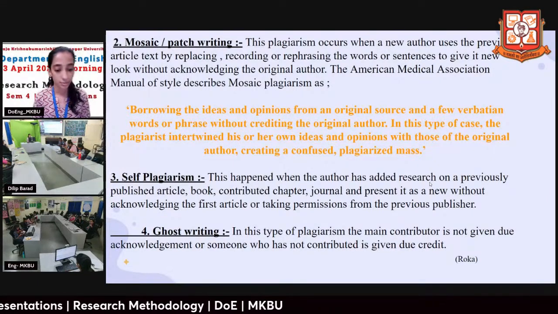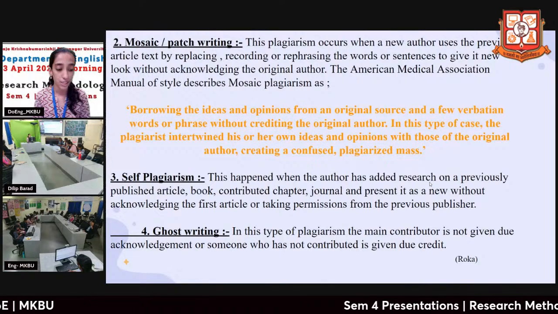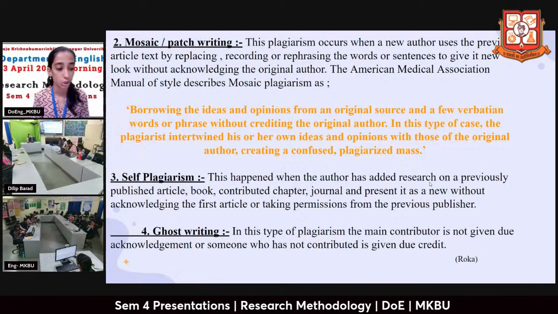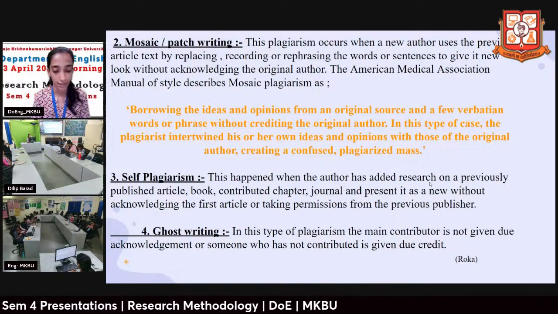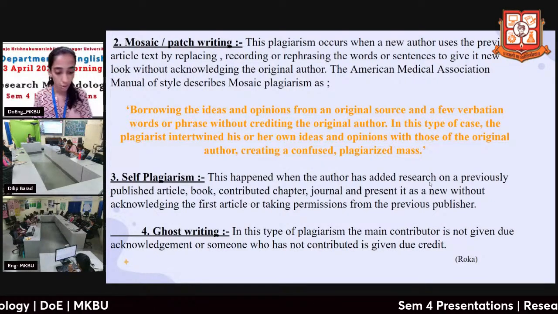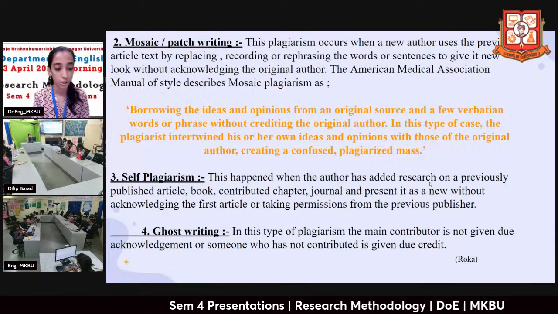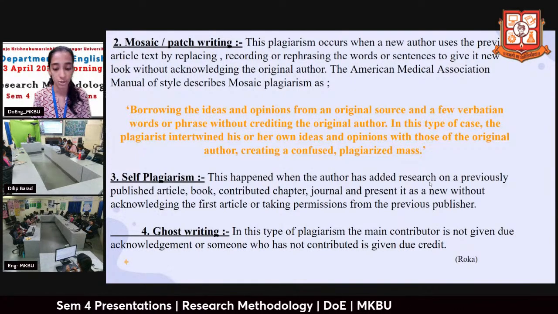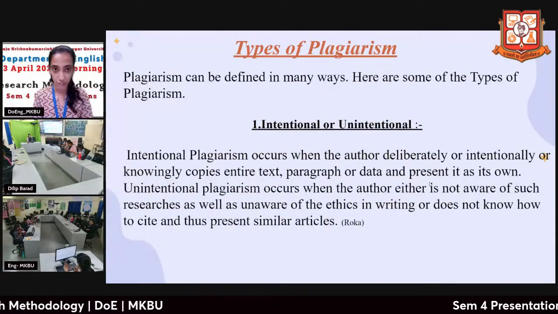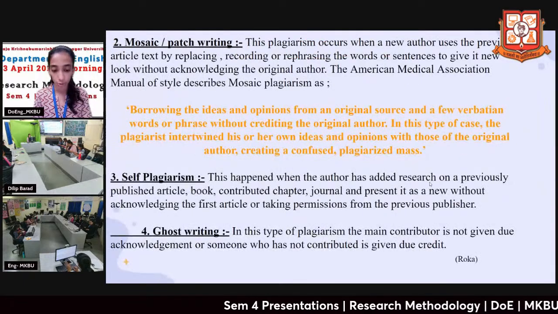Then self-plagiarism, and this happens when the author adds research to a previously published article, book, contributed chapter, or journal and presents it as new without acknowledging the first article or taking permission from the previous publisher. And the last one is ghostwriting. In this type of plagiarism, the main contributor is not given due acknowledgement, or someone who has not contributed is given due credit. So these are the four types of plagiarism. There are other types also, but here I have tried to include this many.